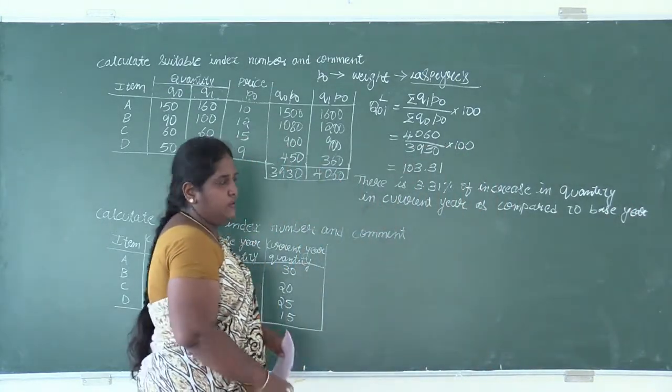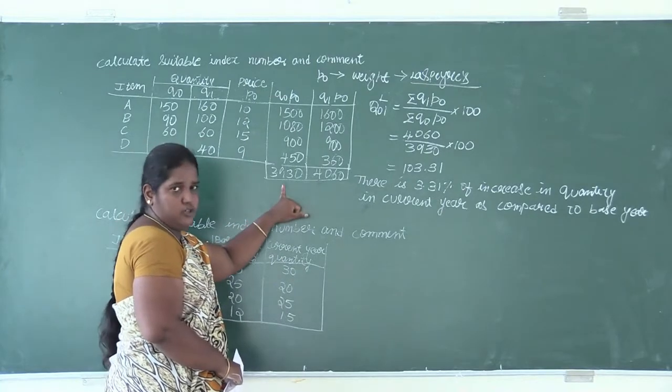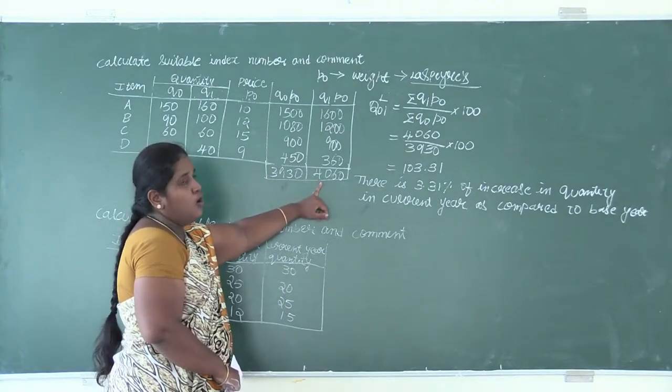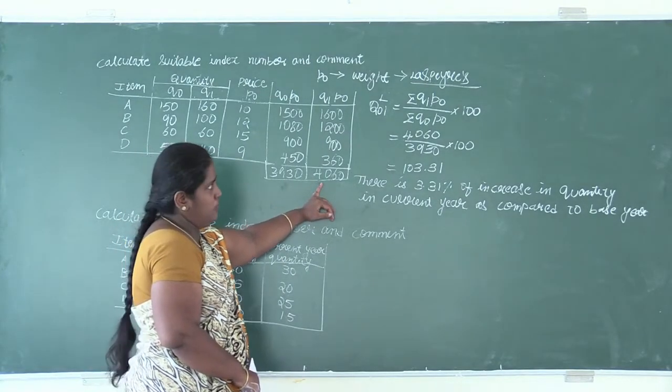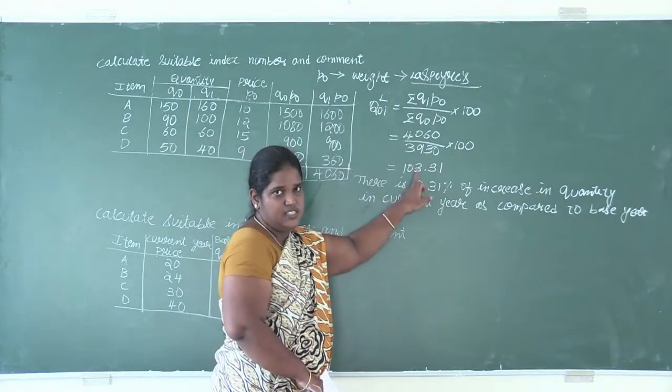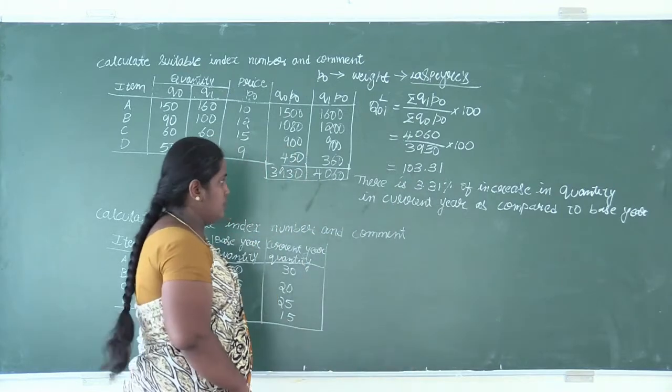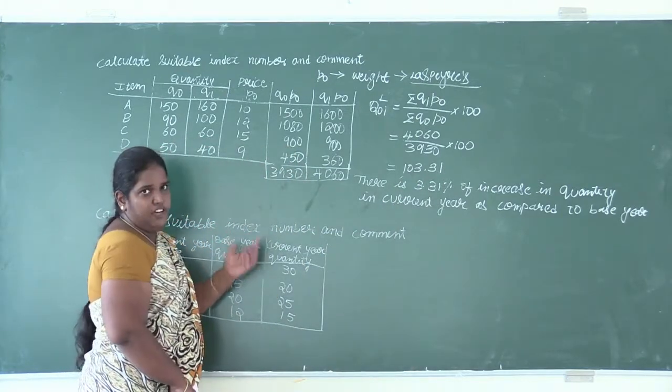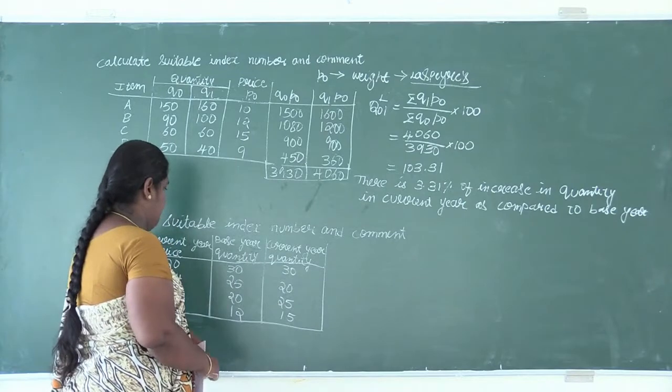So again here the 5 marks are based on 1 mark for the total of Q0 P0, 1 mark for the total of Q1 P0, 1 mark for the formula, 1 mark for the answer, and 1 mark for the conclusion. So usually in 5 marks questions, a conclusion is always asked.